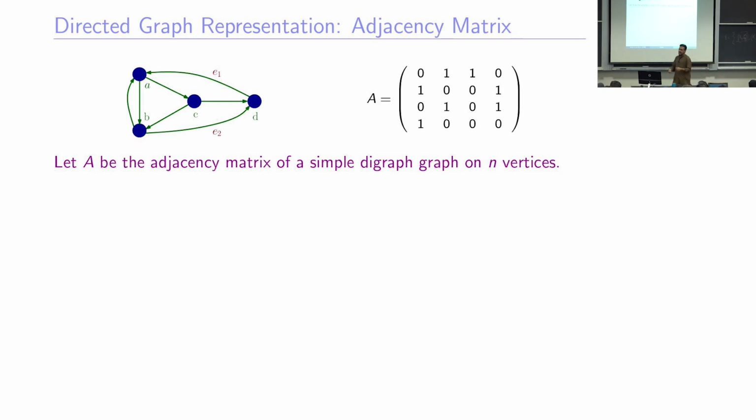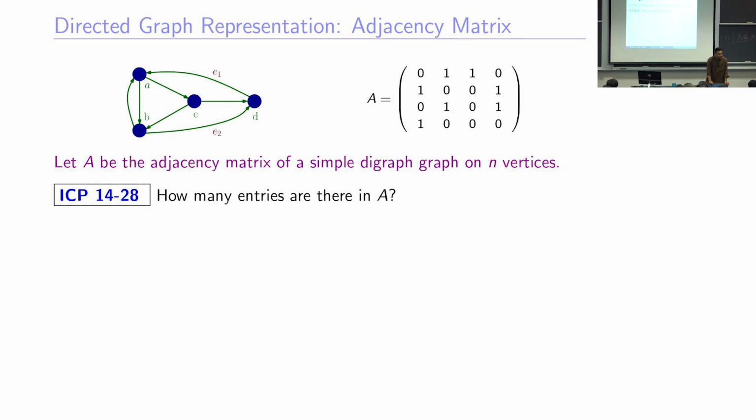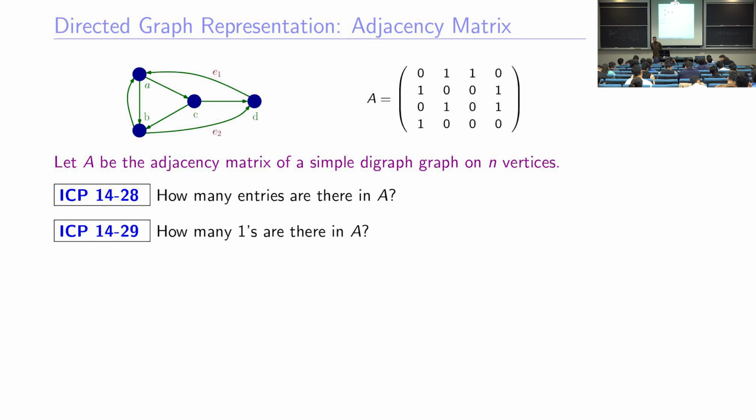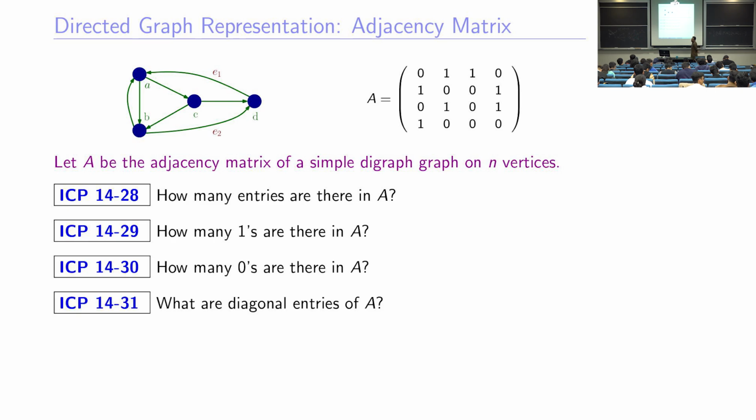Again, let's check our understanding. Suppose I have a digraph on n vertices. How many entries will be there in the matrix? N squared. How many ones will be there in the matrix? The number of edges, right? How many zeros? N squared minus the number of edges, right? That's a simple thing. What would the diagonal entries mean?